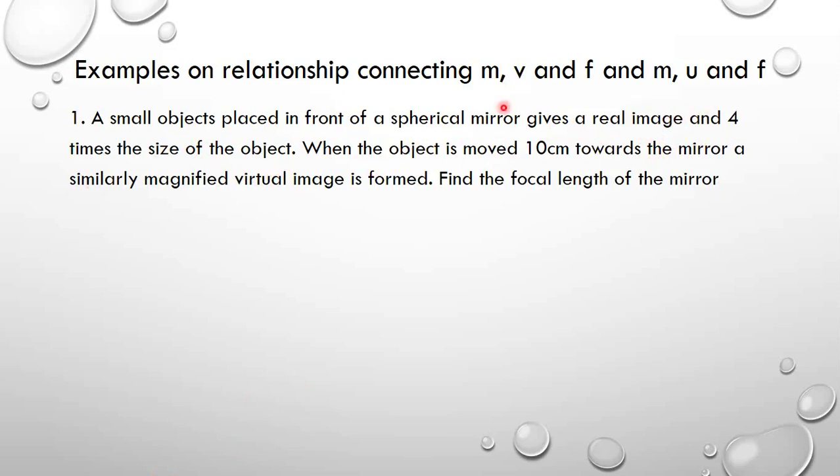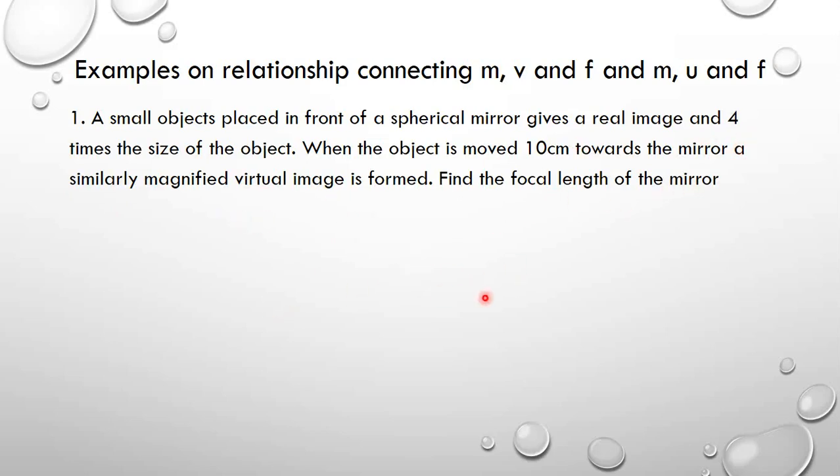That means that in the first case, the 4 is going to be positive. When the object is moved 10 centimeters towards the mirror, so the object was shifted from a certain position towards the mirror by 10 centimeters. But this time round, it forms a similar magnified virtual image. That means that still the magnification is going to be 4, but it's going to be virtual. That means that it's going to be negative 4.